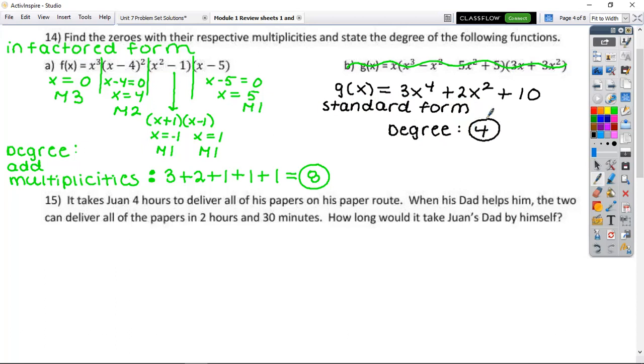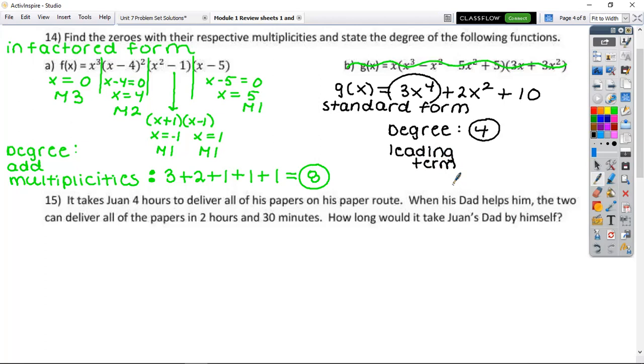How do you find the degree when you're in standard form? What do you look at? Yep, the leading term, which has the largest exponent. Yep, so just like that. So this degree is based off of your leading term. You do not add. I wanted you to have those examples side by side so you can see the difference. Okay, is that one okay?